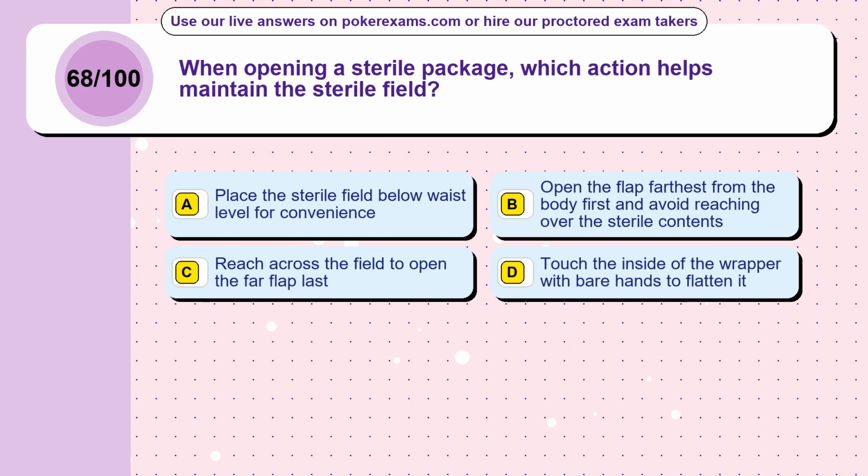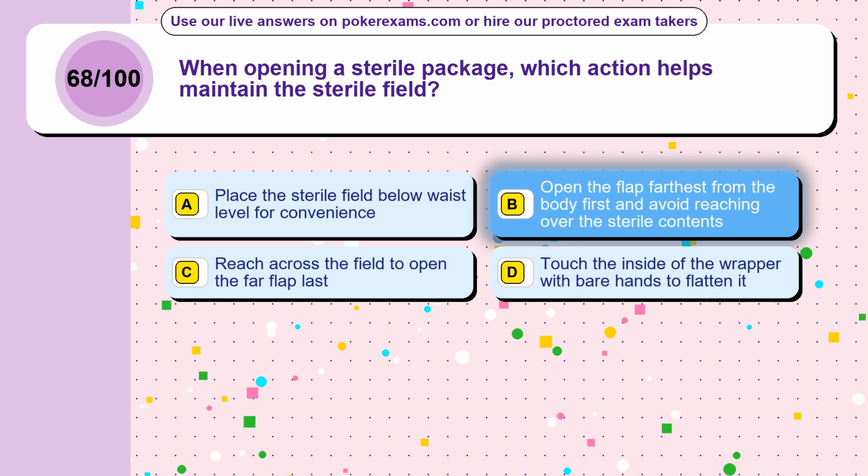Question 68. When opening a sterile package, which action helps maintain the sterile field? Option A. Place the sterile field below waist level for convenience. Option B. Open the flap farthest from the body first and avoid reaching over the sterile contents. Option C. Reach across the field to open the far flap last. Option D. Touch the inside of the wrapper with bare hands to flatten it.